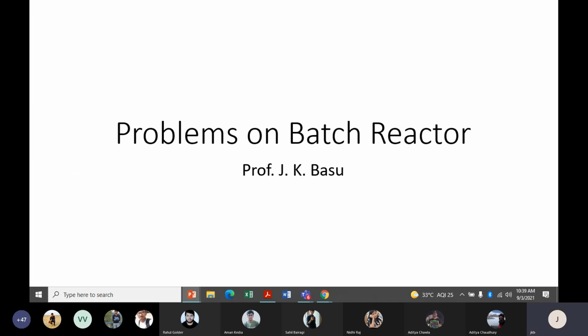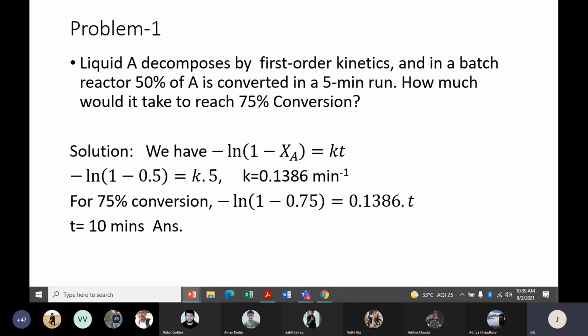This is the second part of the batch reactor problems. This is an easy problem, in Levenspiel chapter 3, number 7 or 8. For 50% conversion the time required is 5 minutes, and for 75% conversion, what is the time required? This substitution problem you can solve by substituting in the constant volume batch reactor expression. First step, you will get the rate constant; second step, you will get the time.